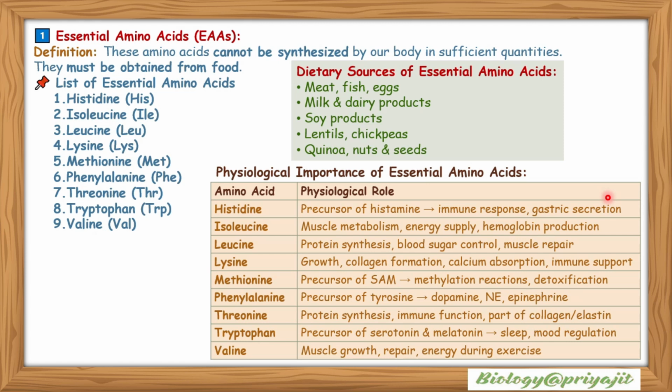Phenylalanine is the precursor of tyrosine, which is responsible for dopamine, norepinephrine and epinephrine. Threonine: protein synthesis, immune function, part of collagen and elastin. Tryptophan is the precursor of serotonin and melatonin, which is responsible for sleep and mood regulation. Valine is needed for muscle growth, repair and energy during exercise.